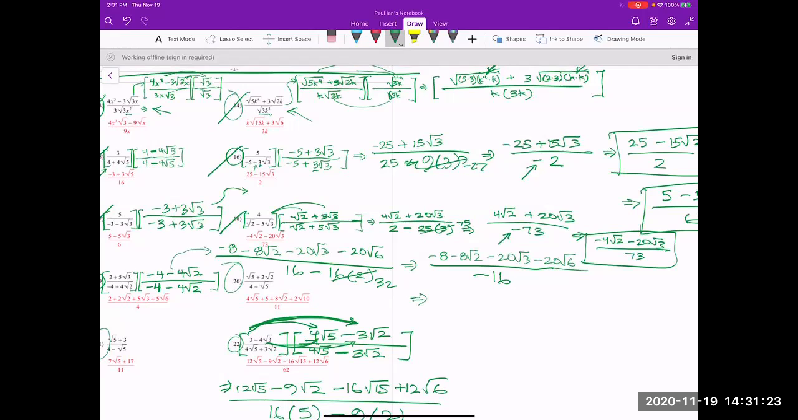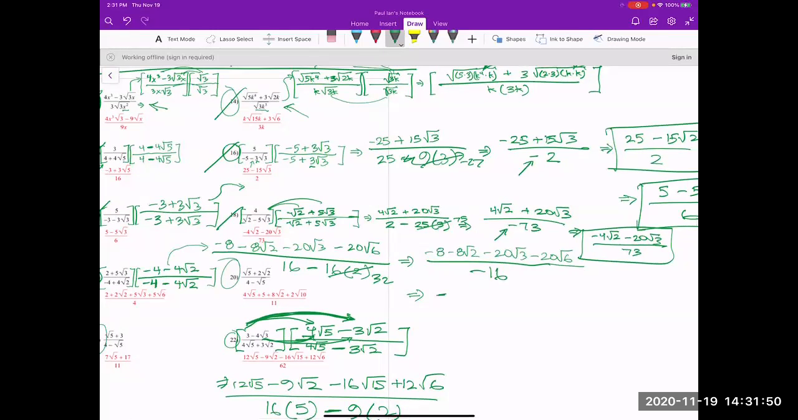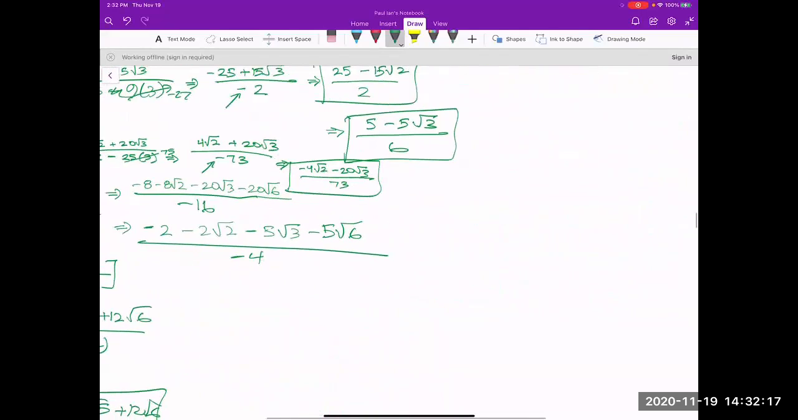And then, so what do you do now? You can simplify this one somehow, right? The 8, 20, and 16. Well, what's the common factor? 4. Okay, so divide the top and bottom by 4. So top first. What does it become? Negative 2 root 2, and then the 20 becomes what? Negative 5. Okay. Let's see, negative 5 root 6, and then negative 16. It becomes what? Negative 16 becomes negative 4. Okay.